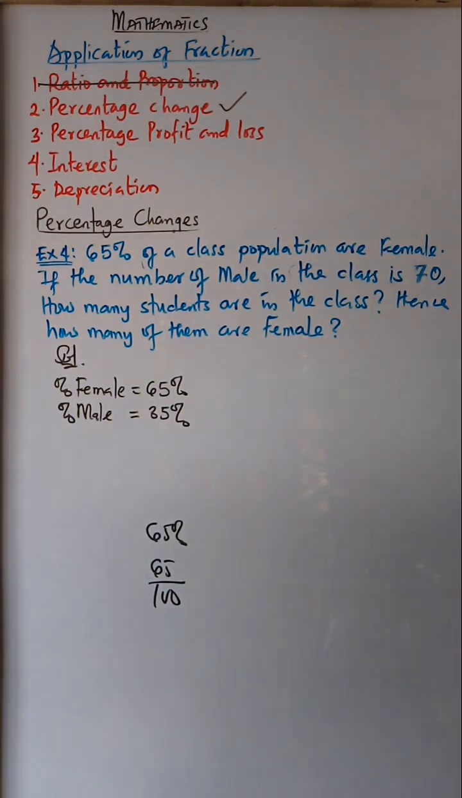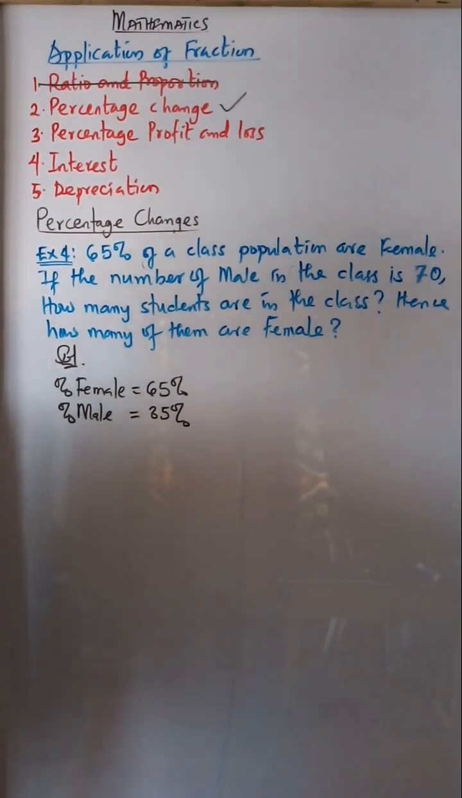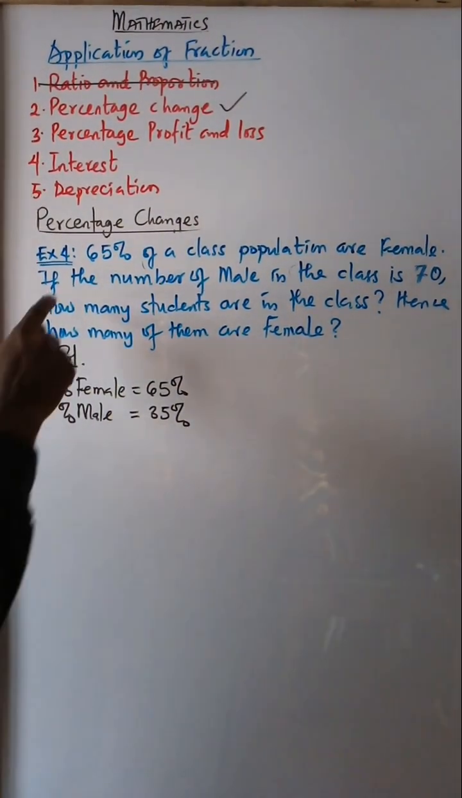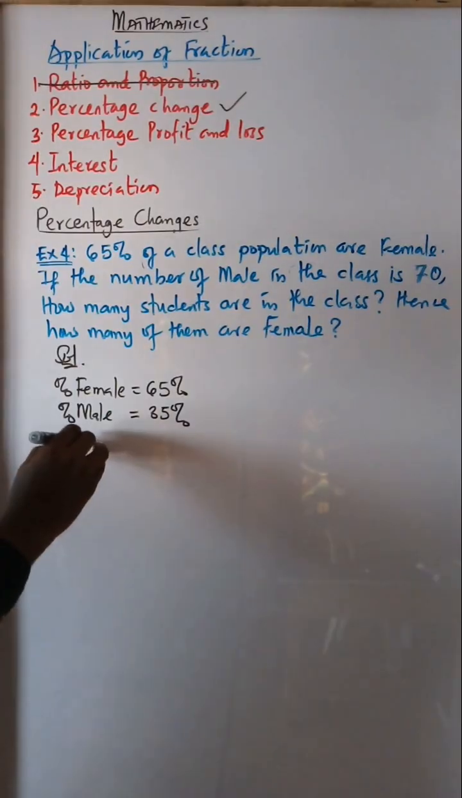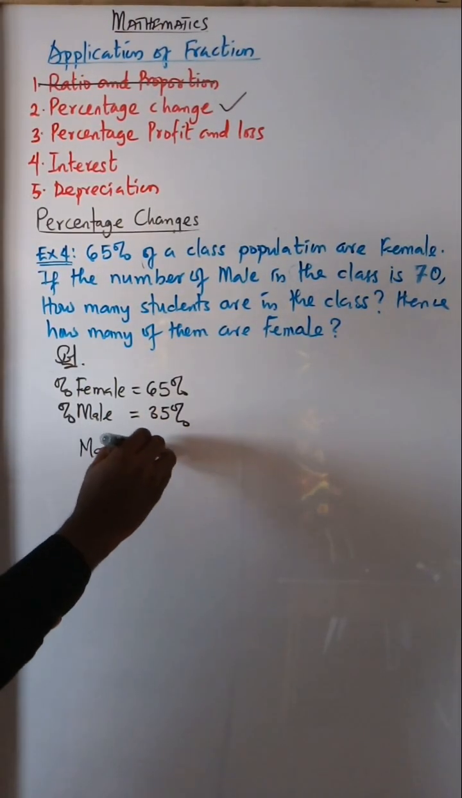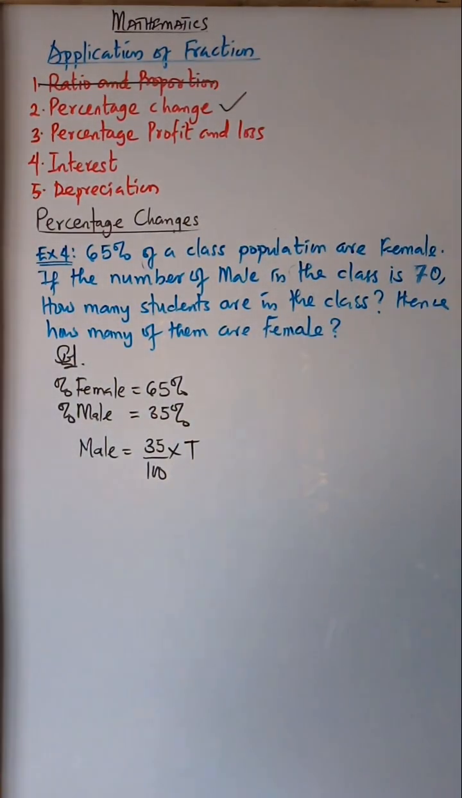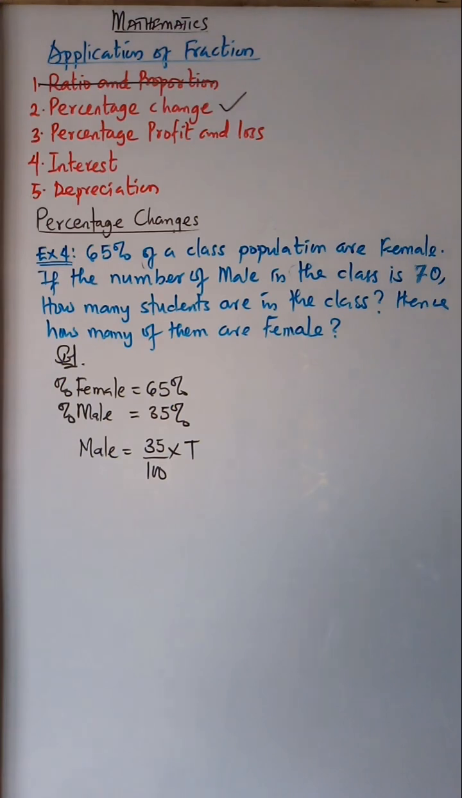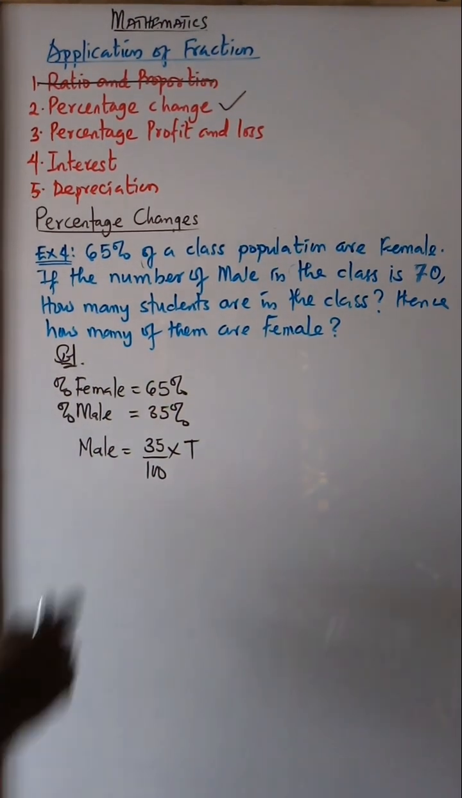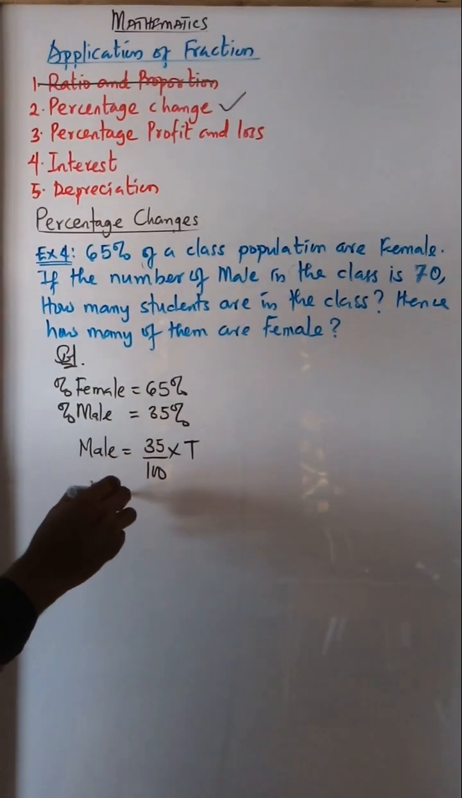So if you are given the percentage of male, we know that of female. If you are given the percentage of female, we know that of the male in the classroom. But we are not given the total number of students in the class. We are told that the number of male students in the class is 70. The number of male in the class is 35% of the total population. So it means 35% of the total population is what? 70 male students.